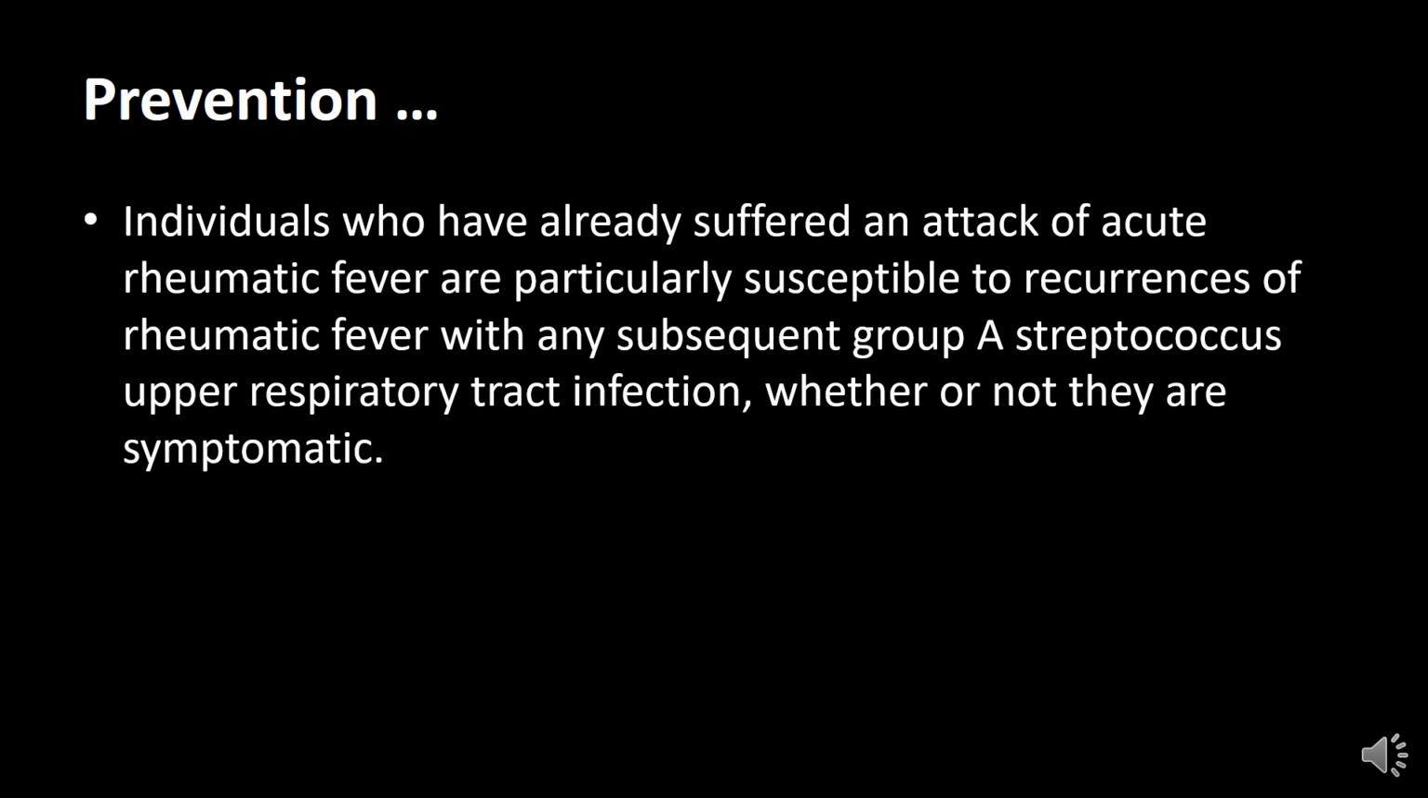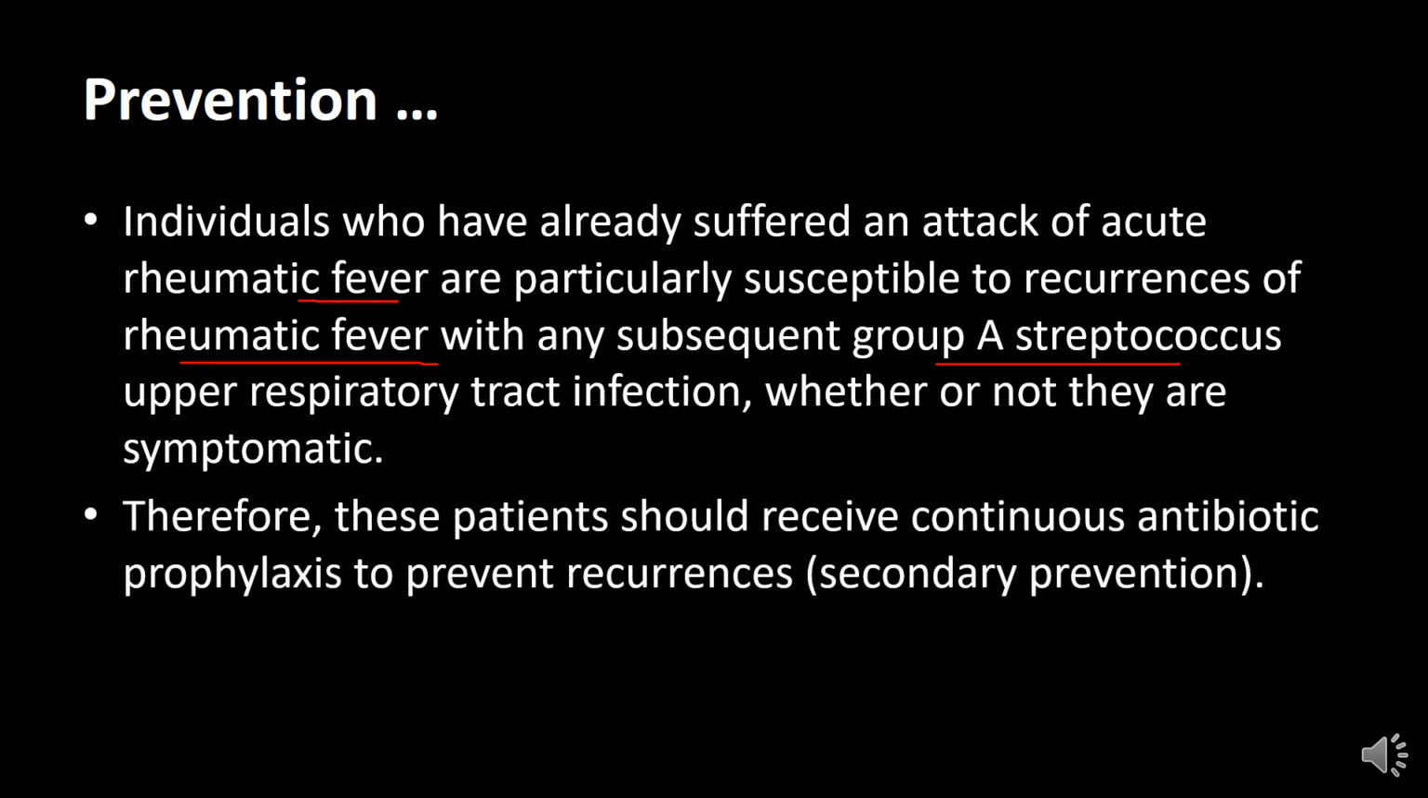Individuals who have already suffered an attack of acute rheumatic fever are partially susceptible to recurrences of rheumatic fever. See, a child, like I said before, who has had an attack of rheumatic fever, and then suffers another streptococcal throat infection, is likely to develop another attack of acute rheumatic fever. And it doesn't matter whether or not they show us symptoms. Therefore, what do we do with these patients? They must receive continuous prophylaxis. And that is what we refer to as secondary prevention.